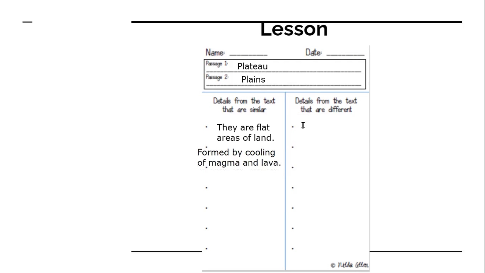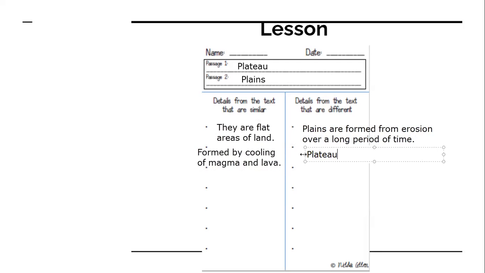Now, what about differences? Well, we had said that plains are formed from erosion over a long period of time. And we also had said that plateaus can be formed by a glacier moving over land.